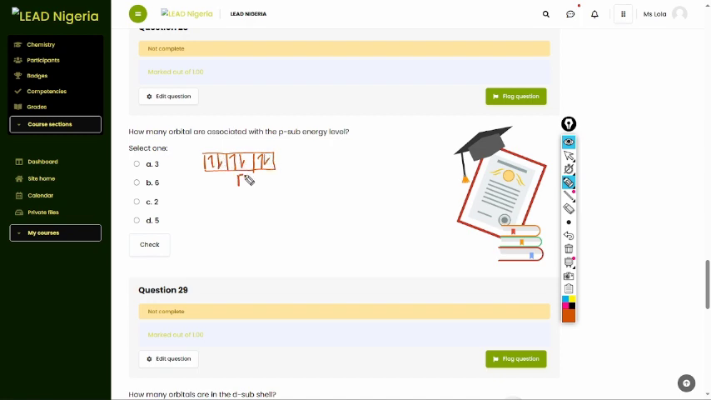So we see that the p sublevel can carry a maximum of 6 electrons, and each orbital can carry a maximum of 2 electrons. So it has 3 orbitals. So the correct answer is A. So we go with A.